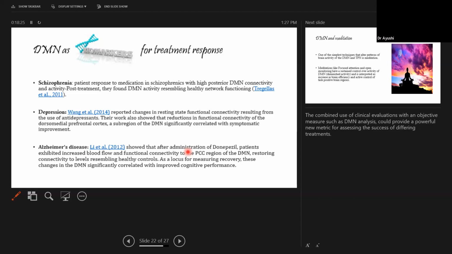Then in depression, a similar study found a reduction in the functional connectivity of the DMN post treatment. In Alzheimer's disease, inversely, it was found that after treatment with donepezil or memantine, there was increased connectivity of the DMN. So this is how DMN can work as a biomarker.